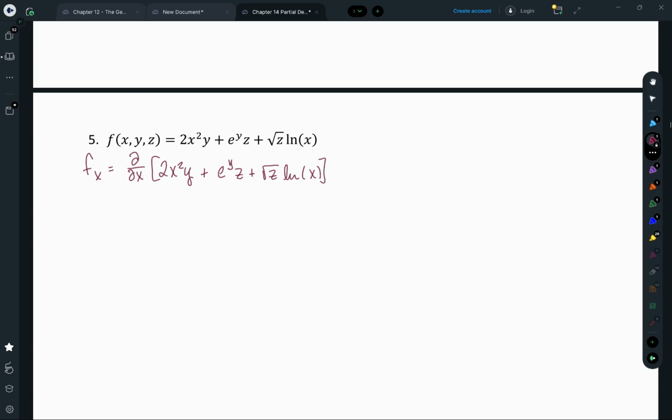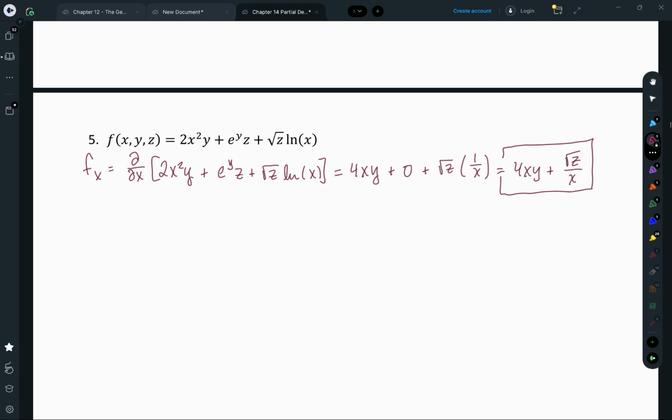All right, running through the terms. 2x squared y, the derivative of that with respect to x will give me 4xy. The derivative with respect to x of e to the yz is going to be 0 because there are no x's in there. The derivative of root z times ln of x will be root z times 1 over x. And I can rewrite that just one more time. This gives me 4xy plus the square root of z over x.